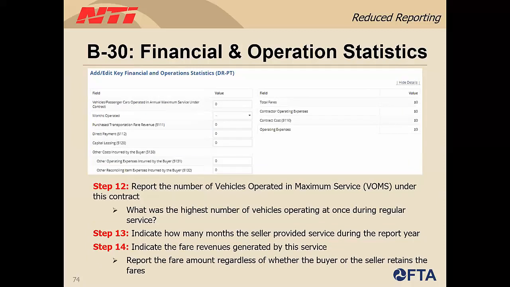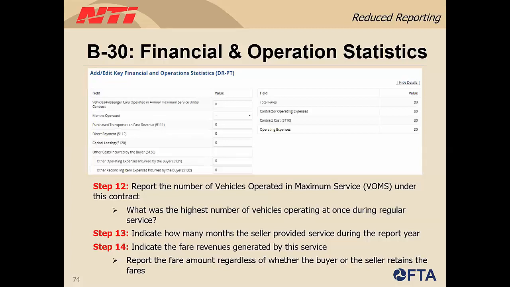There are several parts to the Key Financial and Operating Statistics section. First, you will report the number of vehicles operated at maximum service, or VOMs. This should represent the highest number of vehicles operated at any given point during the year, excluding special events or atypical service dates. Then you will indicate how many months the seller provided service during the report year.